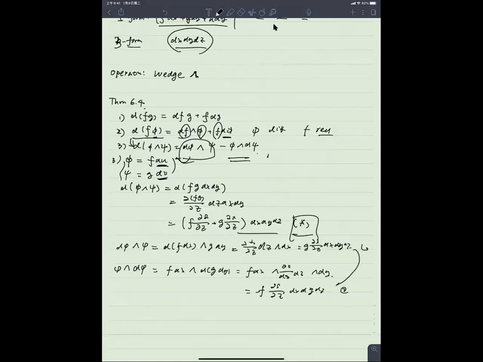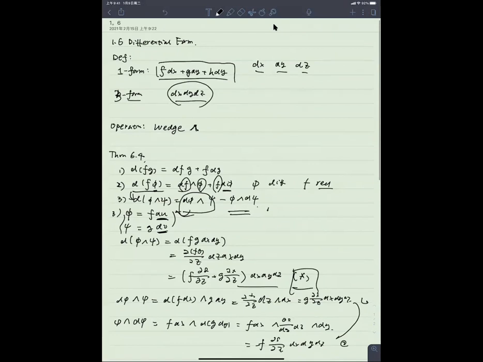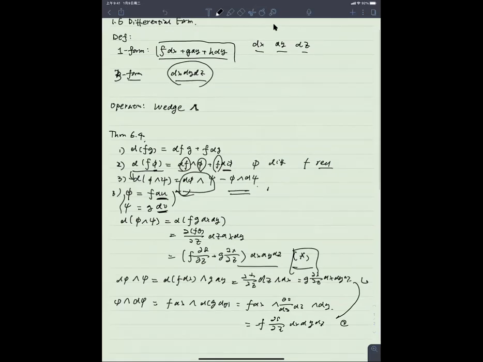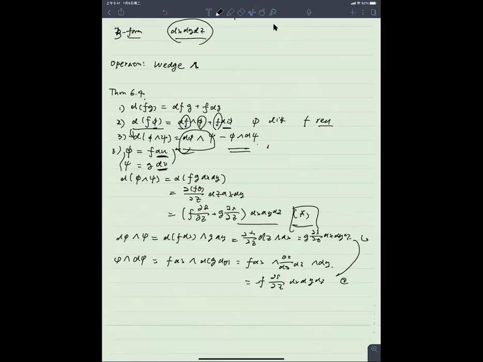Actually, we will not talk in very much detail about the differential form, because it requires some topology. So this is my presentation. Thank you.